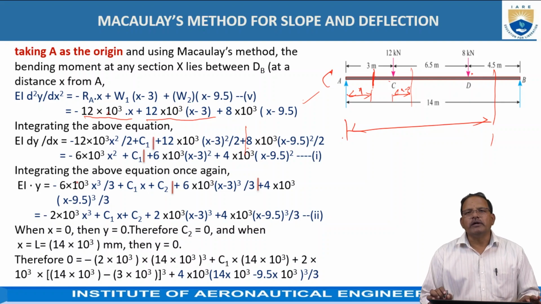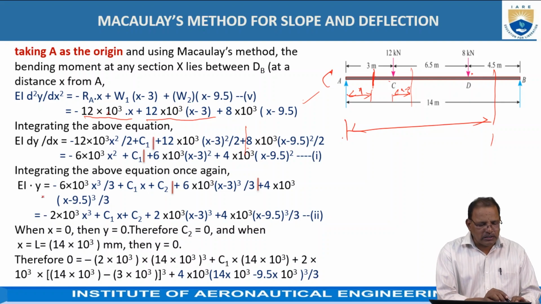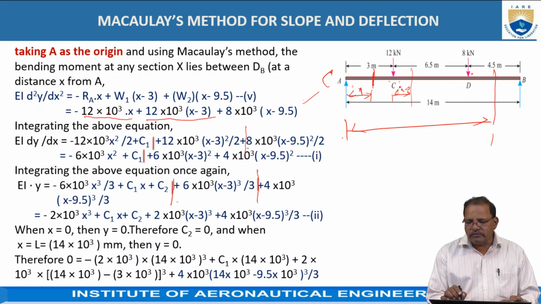Similarly, integrating the above equations once again, we get EI into y is equal to, up to this one, the first integration method. That is when the point lies between A and C. If it lies between C and D, consider up to this point. The remaining, D and B, is the entire equation.